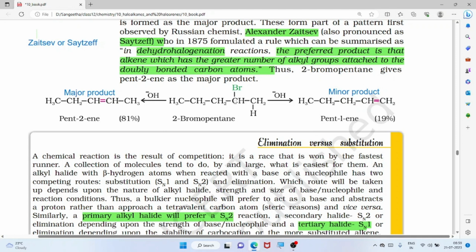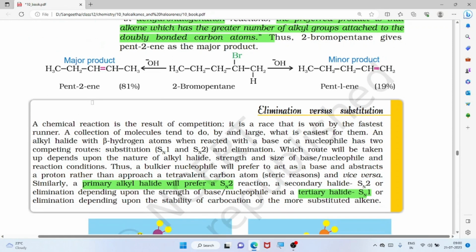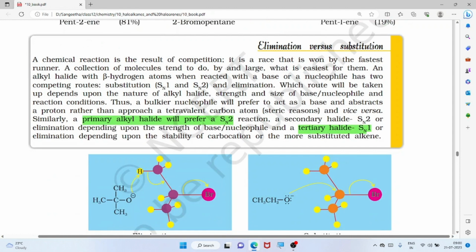So, this is the minor product and this is the major product. This has the greater number of alkyl groups attached to the doubly bonded carbon atoms. Here this is double bonded and this side has the greater number of alkyl groups. So here you see this side has fewer. This is the minor product, only 19%. This is 81%. Difference between elimination and substitution.